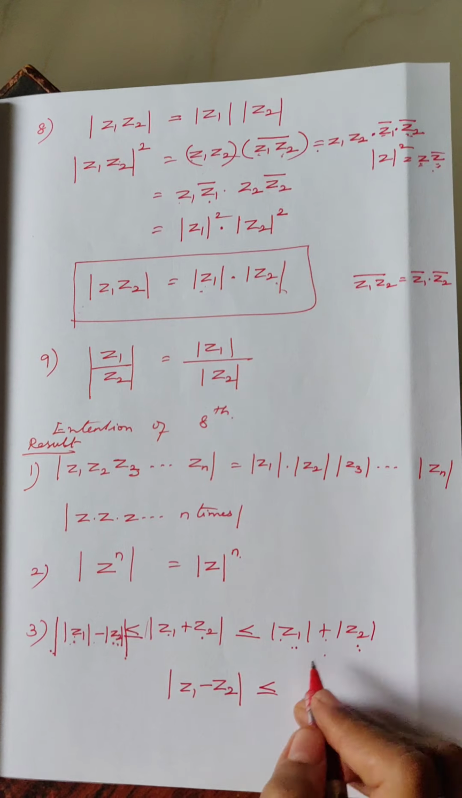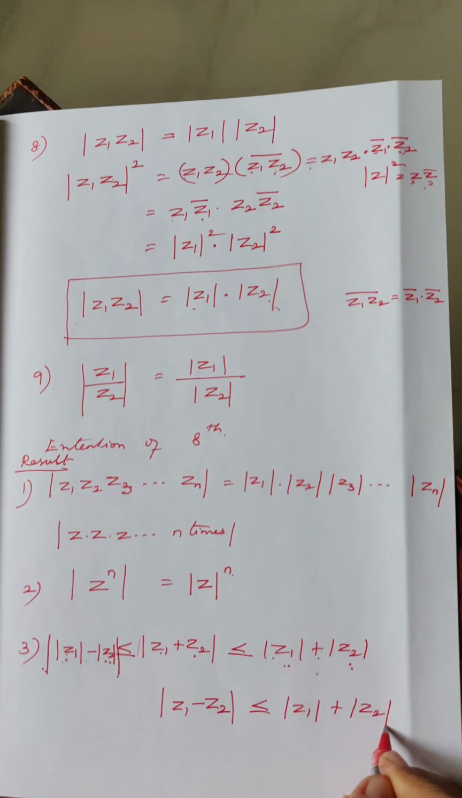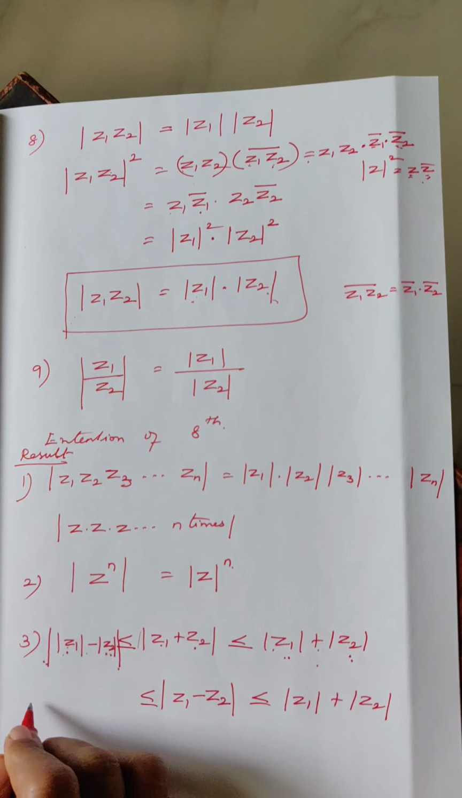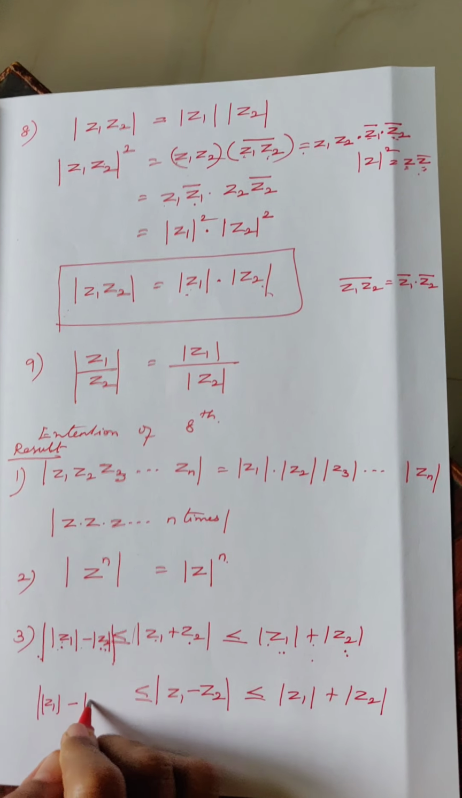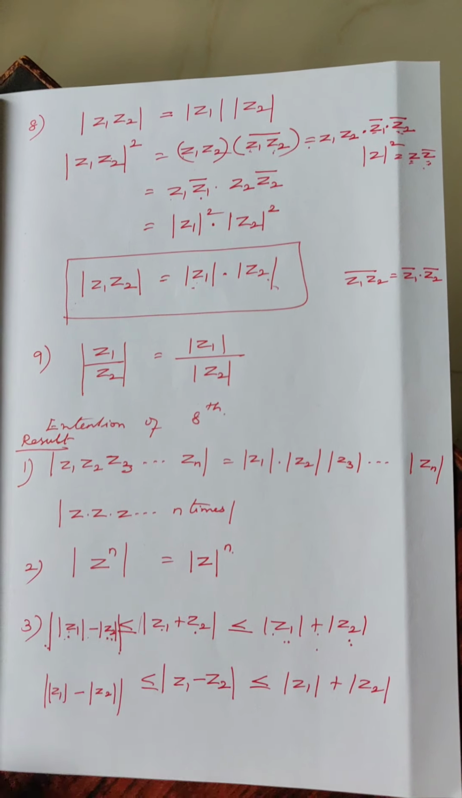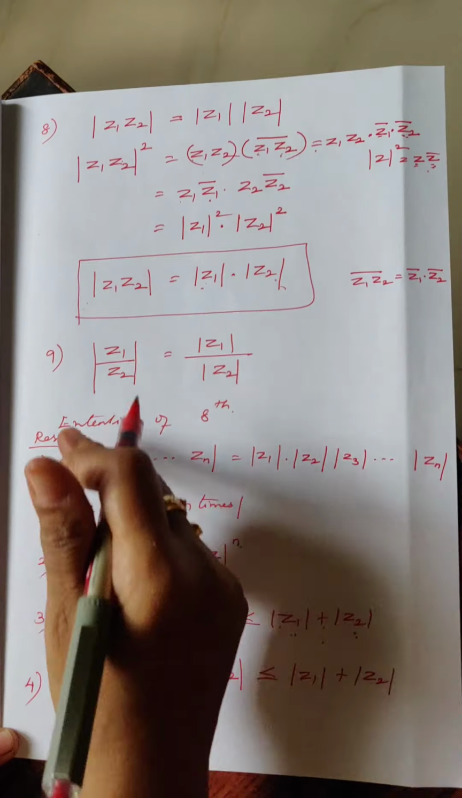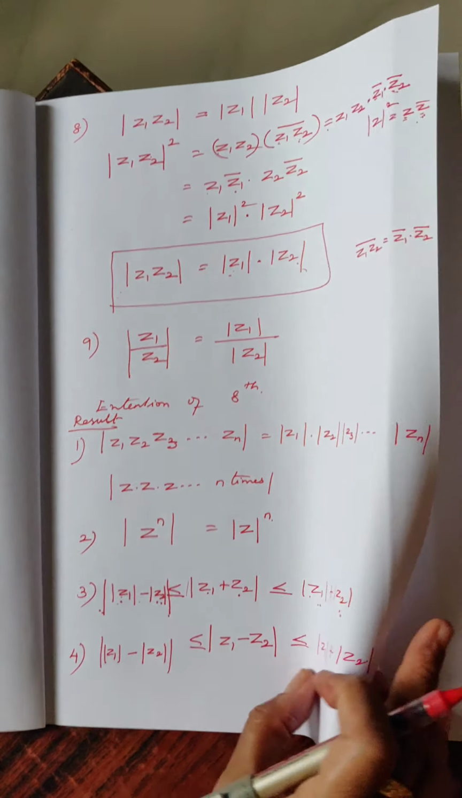Modulus of Z1 plus modulus of Z2 is greater than or equal to modulus of Z1 minus modulus of Z2. We will do many problems using this. Is it clear? So please be thorough with all these properties before entering into the next concept.